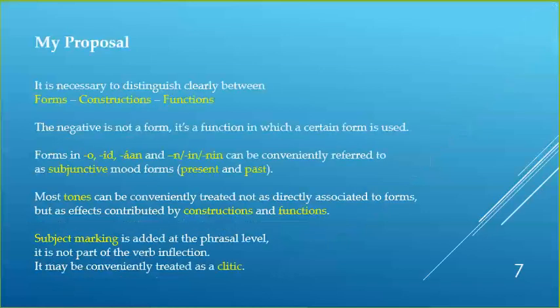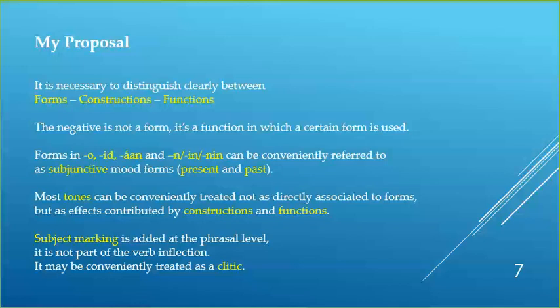So what I would like to propose is that we also need to talk about some constructions. So we have forms consisting of one word with one inflectional ending, and then we have constructions consisting of two verb forms. And then we have functions where these forms and constructions are used. And in my opinion, negative is not a form. It is a function in which a certain form is used.